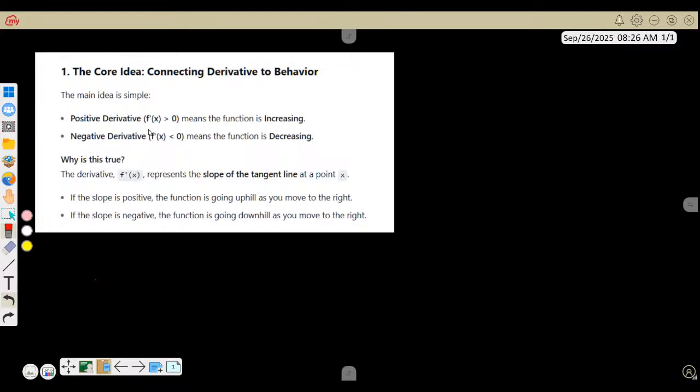Okay, so see the main idea: what does the positive derivative mean? If f dash x is greater than 0, it means the function is increasing, or if your derivative is less than 0, it means the function is decreasing. Very simple. Why is this true? The derivative f dash x represents the slope of the tangent. Now a question may come to your mind: why, if f dash x is greater than 0, is the function increasing?